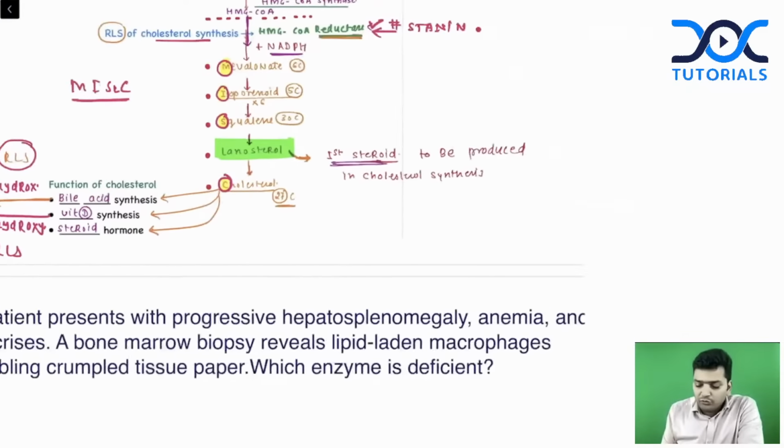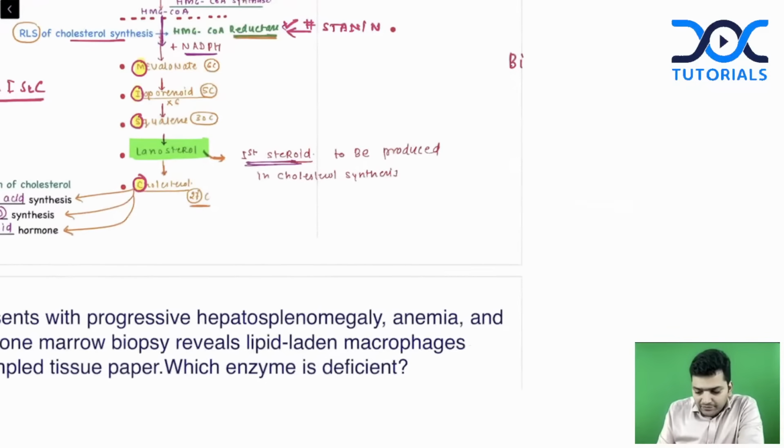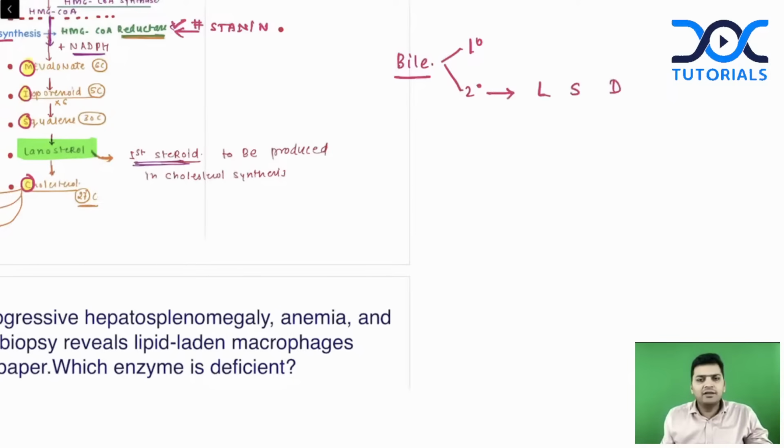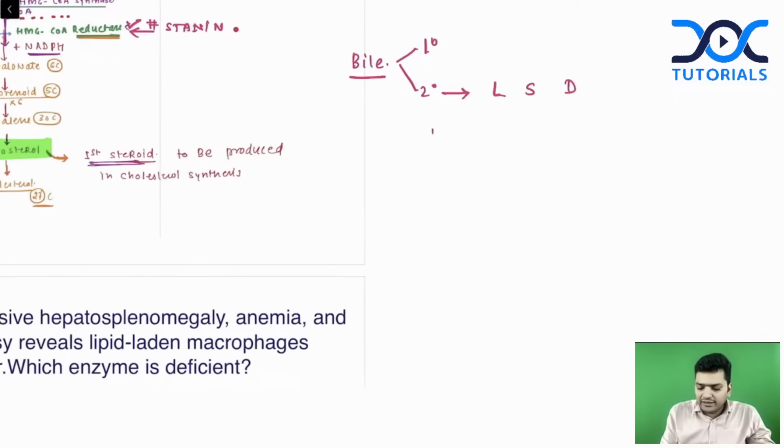One very important question from bile acid. They ask the question, we have the primary bile acid, we have the secondary bile acid. They say which of the following is not primary or which of the following is a secondary bile acid. What is the simple mnemonic? The simple mnemonic is secondary bile acid is LSD. LSD means the secondary bile acids are the lithocholic acid and deoxycholic acid.